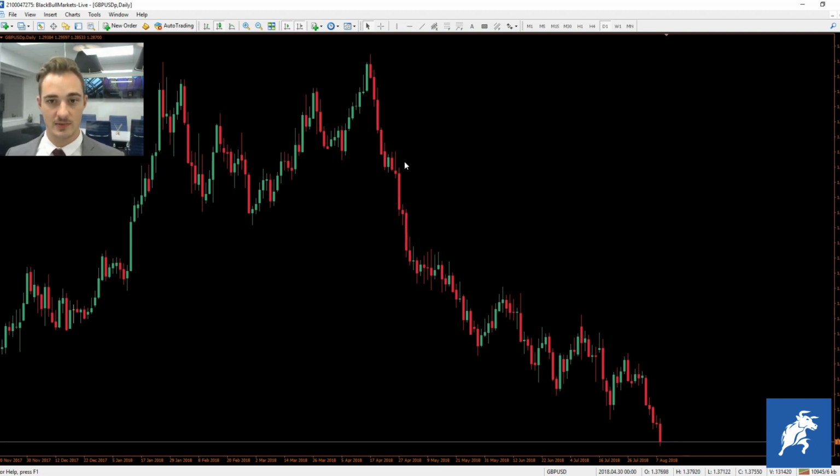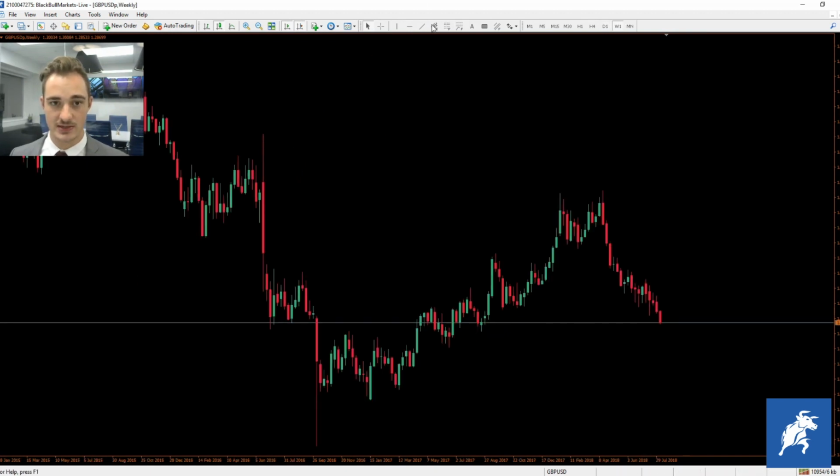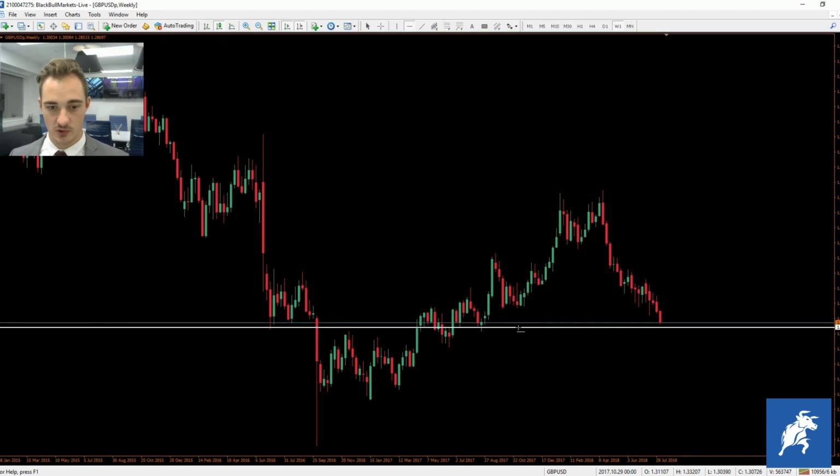So you can see this is a daily bar chart on the pound dollar. Like I said, we've got this big move to the downside. I'll break this one down first, and then if you move on to the weekly, you can see it is coming close to a support right over here on 1.28300. So this is a key level we're looking at right now.